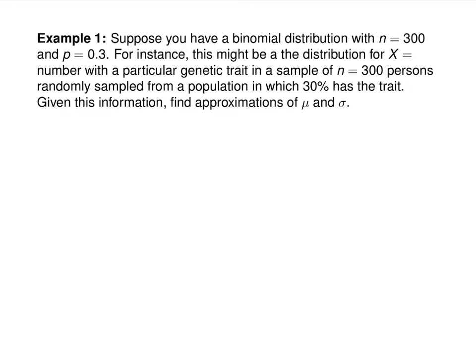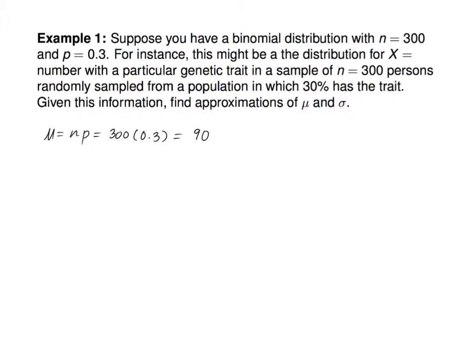Okay, so example, suppose you have 300 people and the probability of success is 0.3. For example, this might be the distribution for X, the number of people that have a genetic trait, like blue-eyed people, and the probability that you're blue-eyed is 0.3. Suppose you have sampled 300 people. Given this, find approximations of the mean and sigma. So mu is equal to np, where n is 300 and p is 0.3, which I believe works out to be 90.